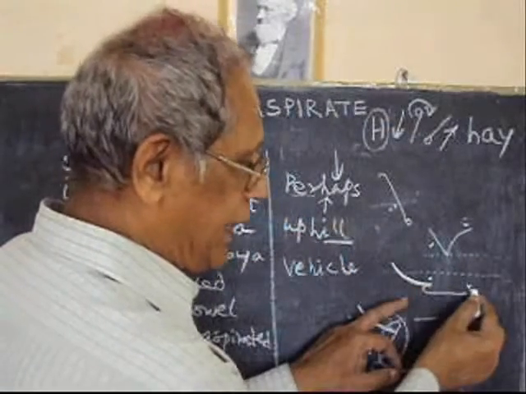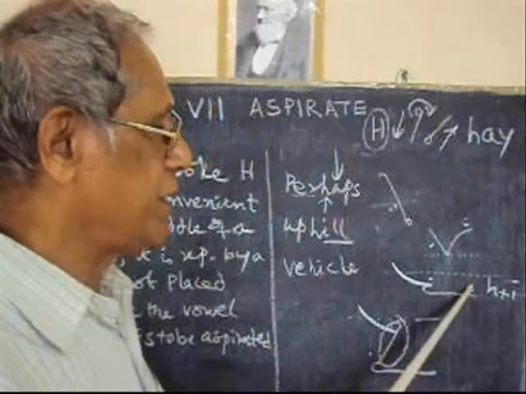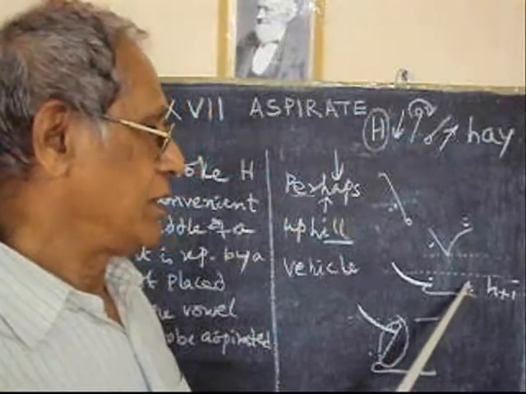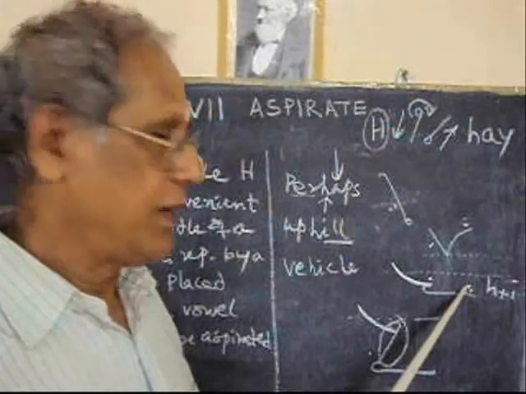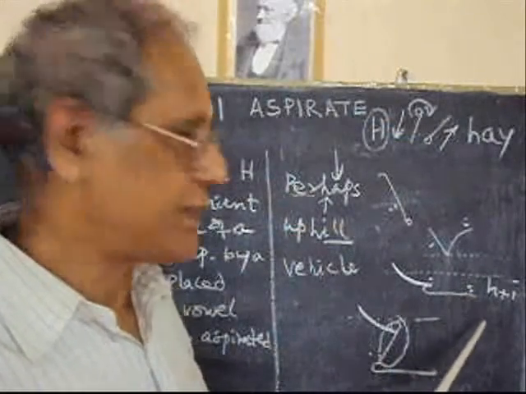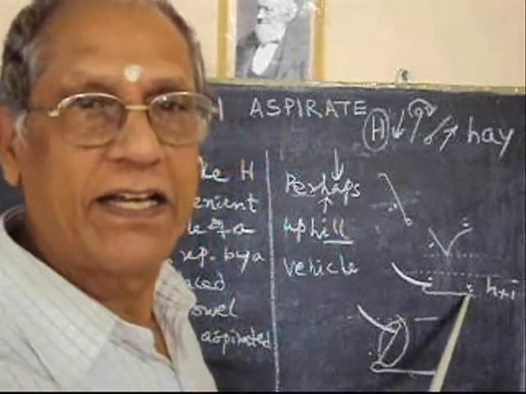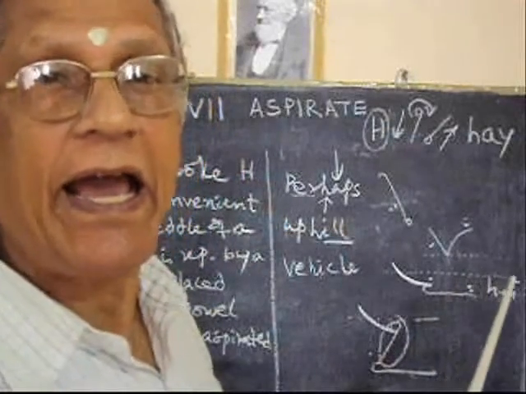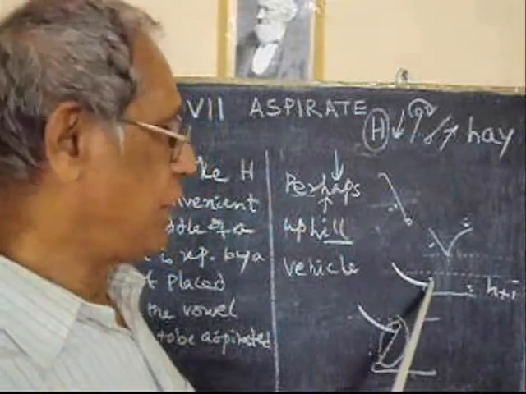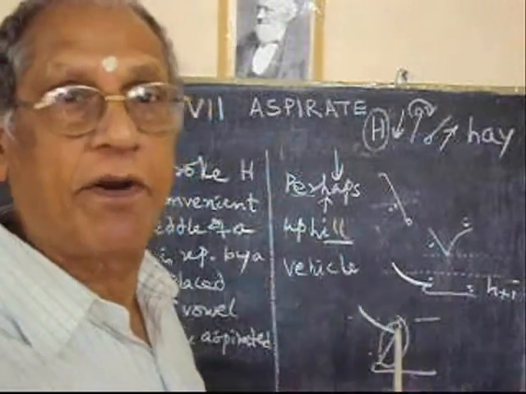Remember this, vocalization. V, E, E. This dot is H. This dot is E. This dot is H. This dot is E. Plus E. This E is to be aspirated. Hey. Vehicle. Okay. This vowel is placed here itself because the next consonant is in abbreviative form.